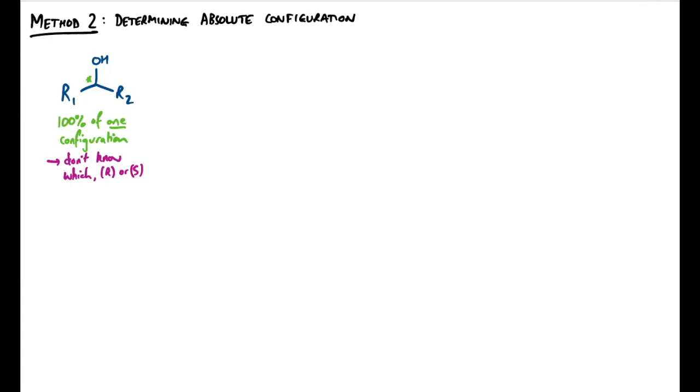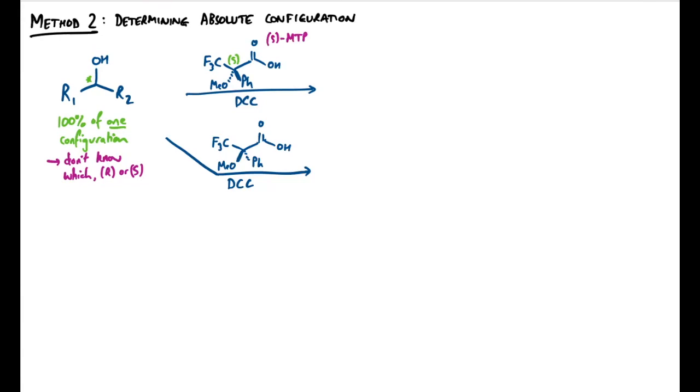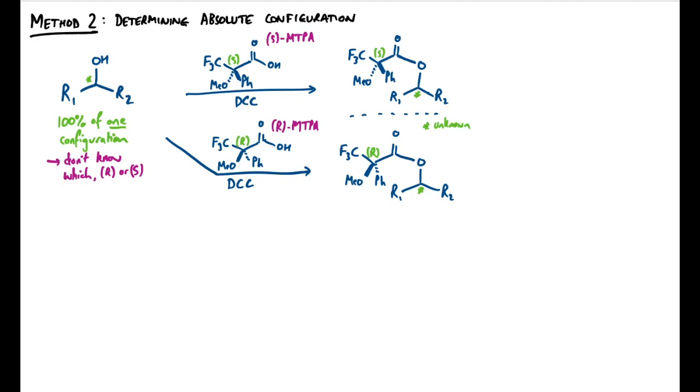So being a good synthetic chemist, what we need to do now is take a small sample of our alcohol and do two separate reactions with each enantiomer of the Mosher acid. So we could take the top one and react it with the S-Mosher acid, and we could take a small sample of the bottom one and react it with the R-Mosher acid to produce two different products separately. And the relationship between these products, of course, will also be diastereomers. So they will have different NMR spectra.